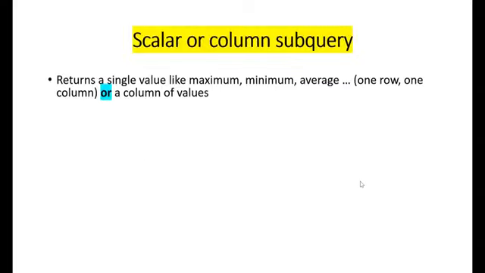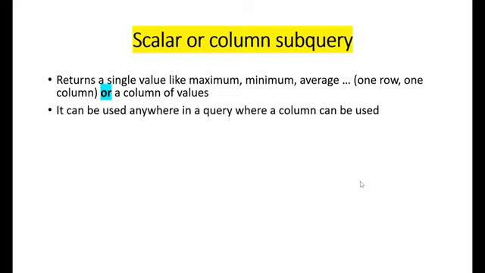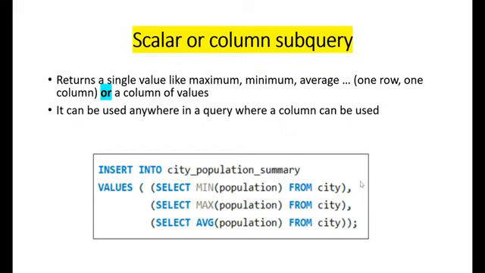It returns a single value like the maximum, the minimum, the average, so it will be in one column, one row. Or it can return a column of values, so it can be used anywhere in a query where column can be used. And here we have an example using insert into. So for example, we create a table which we call city population summary, and we insert some values like the minimum, the maximum, and the average. As you can see here, all the subqueries are defined within parentheses.